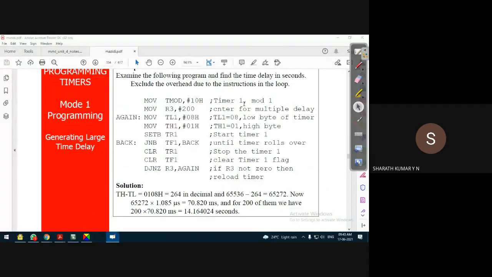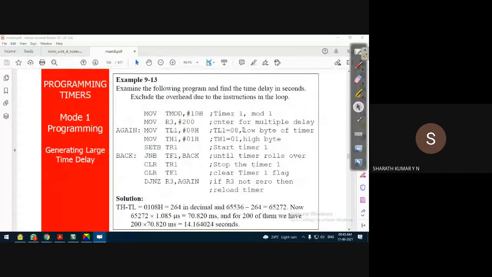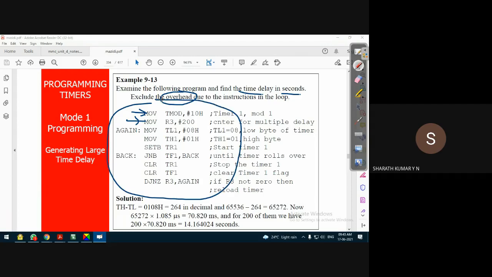How to achieve this? Let us look into the program. In this program, the time delay generated is in terms of seconds, ignoring overhead. What is overhead, guys? Overhead means the time required to execute each instruction, which is not considered. So ignoring the execution time of the program and considering only the timer delay, what is the delay generated by the timer? Let us understand this problem.